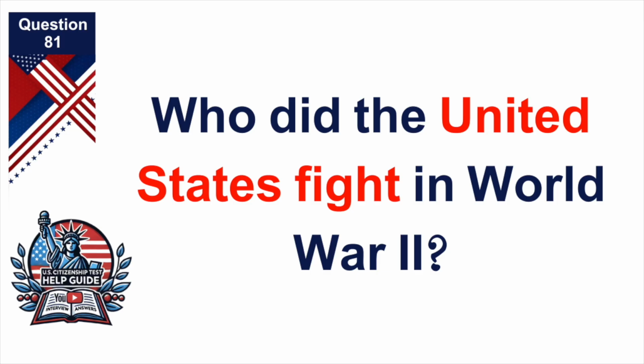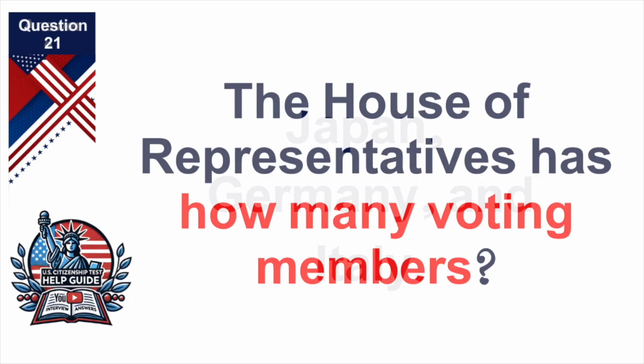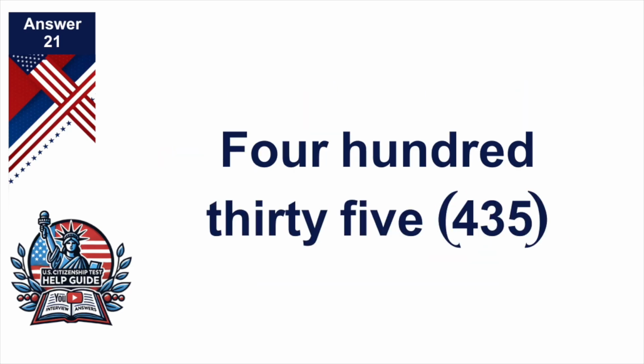Who did the United States fight in World War II? Japan, Germany, and Italy. The House of Representatives has how many voting members? 435.